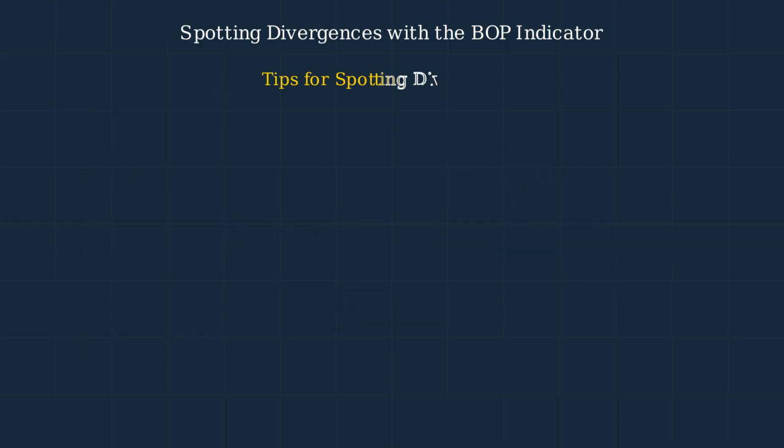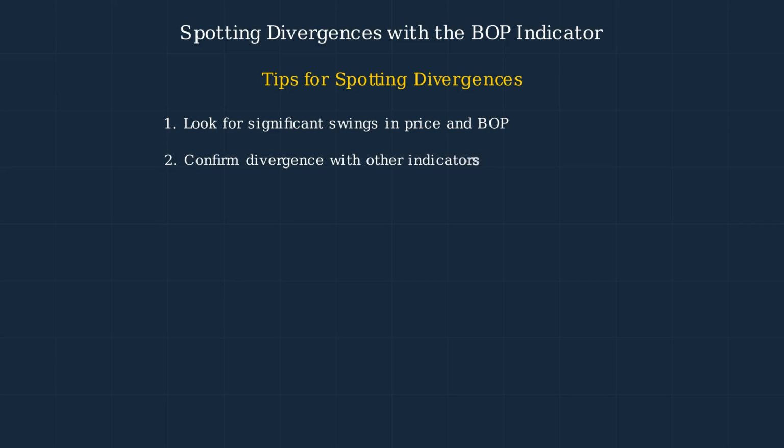Here are some tips for effectively spotting and trading divergences with the BOP indicator. Look for significant swings in both price and the BOP indicator to identify meaningful divergences. Always confirm divergence signals with other indicators or price action patterns. More pronounced divergences, where the difference between price and indicator direction is clearly visible, tend to be more reliable.